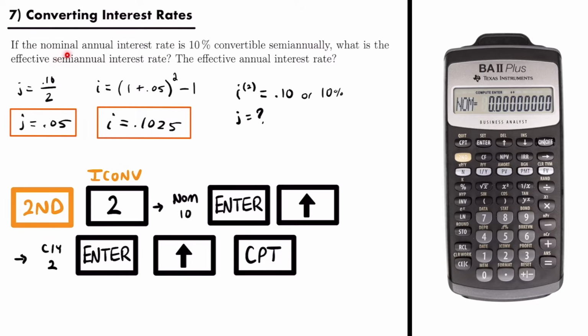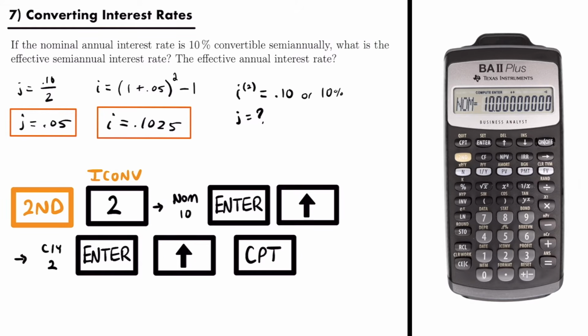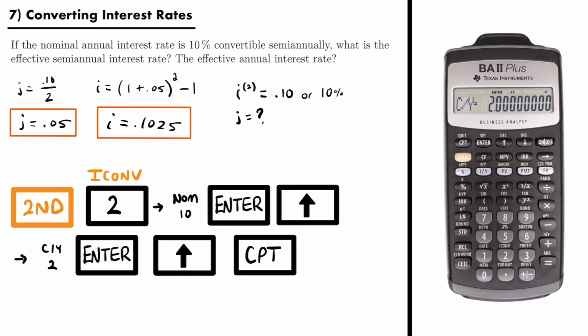So we know we have a nominal annual interest rate of 10% convertible semi-annually. So in our calculator, we have nominal, so I'm going to plug in 10 and hit enter. That is our nominal rate. And then if we hit the up arrow here, we'll be at the C/Y, and it already has 2 in here. Now we're actually not going to have to change that because this nominal rate is convertible semi-annually, or 2 times per year. And so this is good. It's already set at 2.